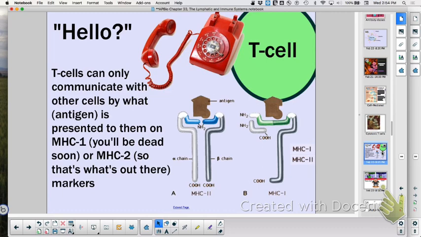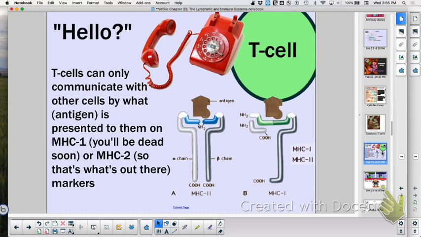MHC2 is like a cell that's already killed the... What does that tell you? A B cell doesn't care about MHC1s and MHC2s. By the way, B cells have MHC2s. But what does that tell you? Who to kill and who to help. You display an antigen on MHC1, you're done. I know I've got to kill you. You display an MHC2, I will help you. That's critical: who to help and who to kill.